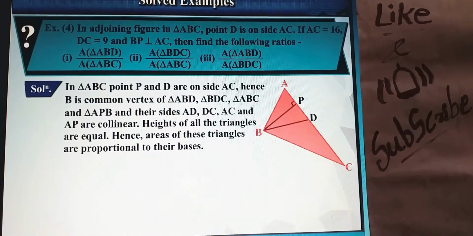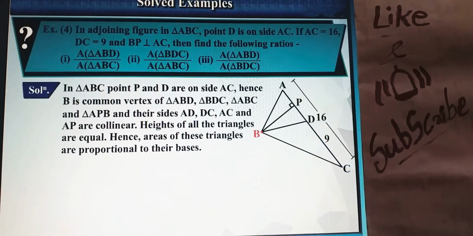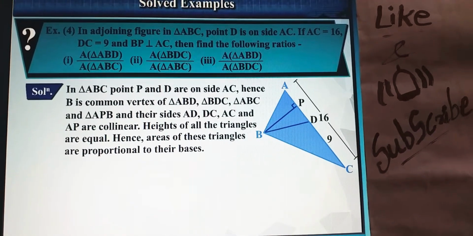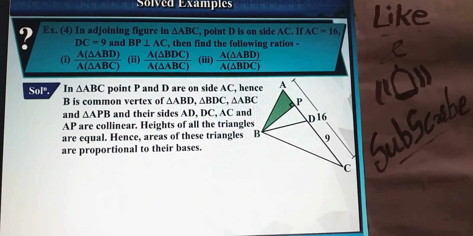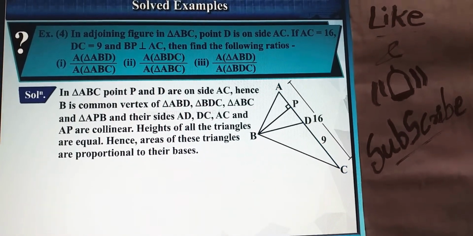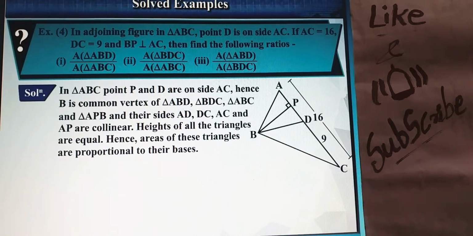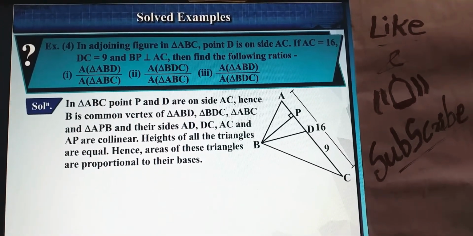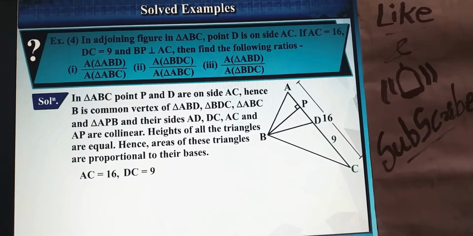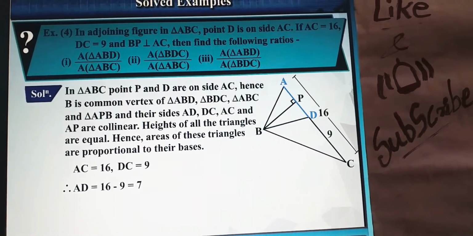Solution: in triangle ABC, points P and D are on side AC. Hence, B is the common vertex of triangle ABD, triangle BDC, triangle ABC, and triangle APB, and their sides AD, DC, AC, and AP are collinear. Heights of all the triangles are equal. Hence, areas of these triangles are proportional to their bases. AC is equal to 16, DC is equal to 9. Therefore, AD is equal to 16 minus 9, which is equal to 7.